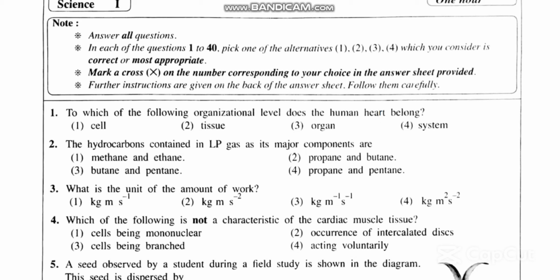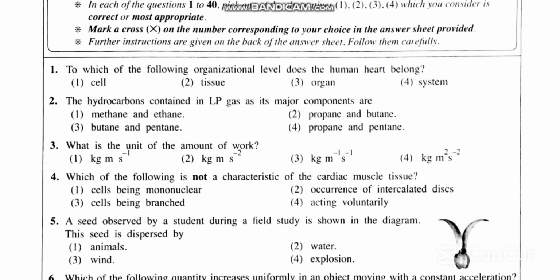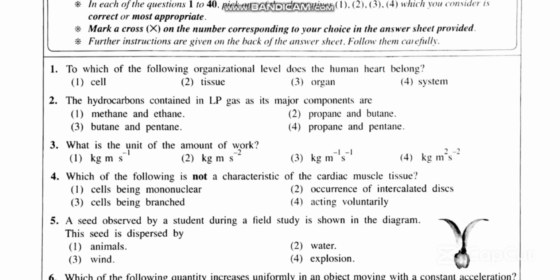To which of the following organizational levels does the human heart belong? Let's go through the questions one by one. Organizational level initially starts with the cell, then tissue; tissues collectively form organs, organs collectively form systems, and systems collectively form an organism. The organizational level flows on like that. So the human heart belongs to the organ level. The human heart is an organ.